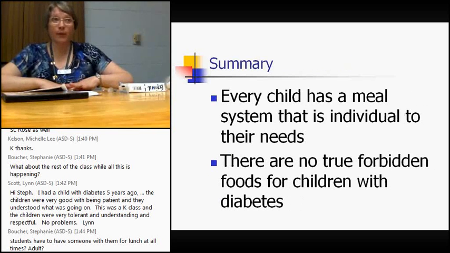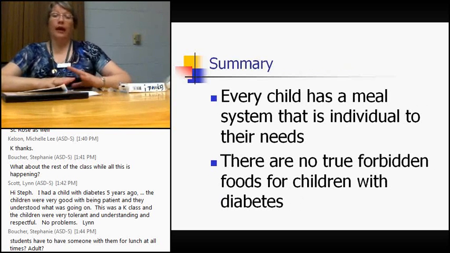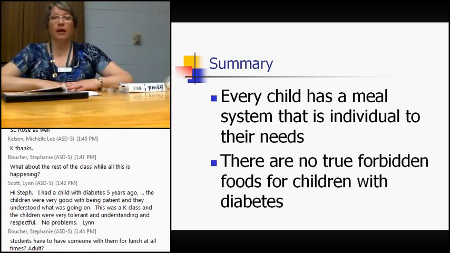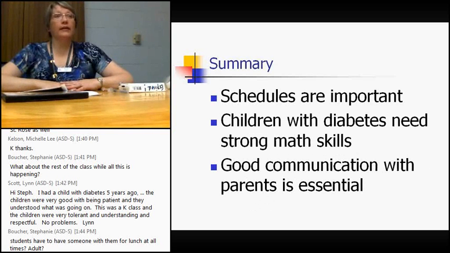So in summary, every child with diabetes is going to have an individual system that they've modified to suit their own needs and what's going to work best for them. And as children get older, they're going to be changing as well, so those systems are going to have to change and adapt as the children grow. There's no food out there that I would consider a forbidden food for kids with diabetes. Everything can be worked in, given enough planning and calculation and time.